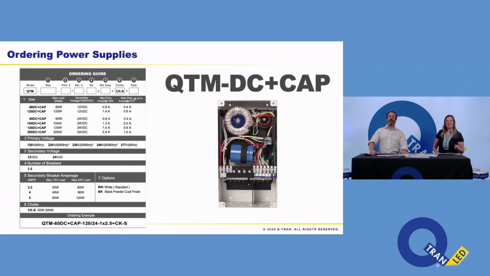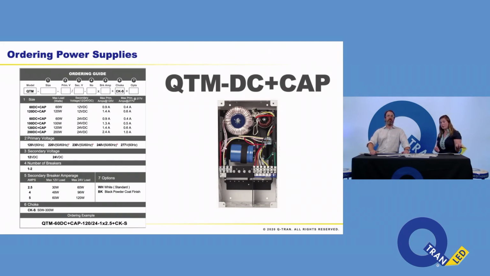Well, the first thing we need to know is what size. Okay. So like the wattage, or like the size of the box? The wattage. The wattage, got it, okay. And then once that's been determined, we also need to know the primary voltage, secondary. All of our LED is 24 volt. So if you're using our LED, you want to make sure you have a 24 volt power supply.